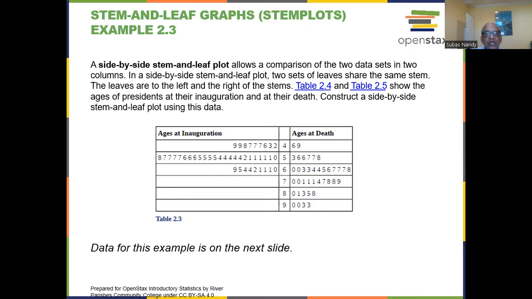So on the left, you have ages at inauguration. So the lowest stem is 4, the highest stem for inauguration is 60s. And you have quite a bit, actually the maximum number of entries in the stem 5. Maximum number of leaves in the stem, 5. Then you look at the ages of death and you see the maximum number of entries or leaves in the stem of 6. Okay.